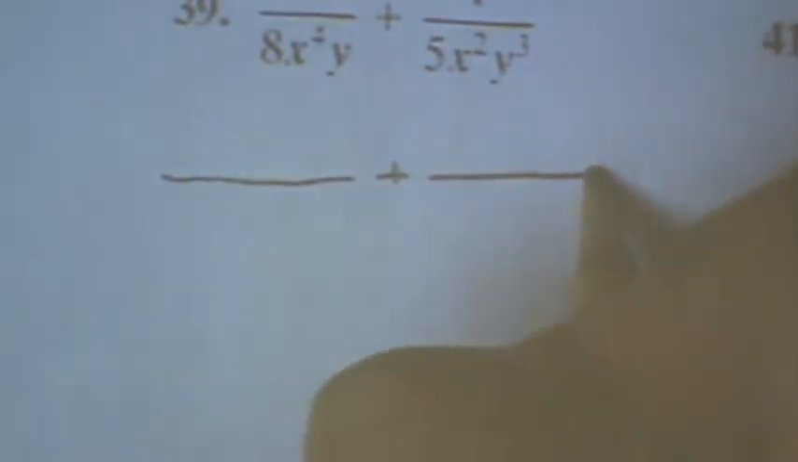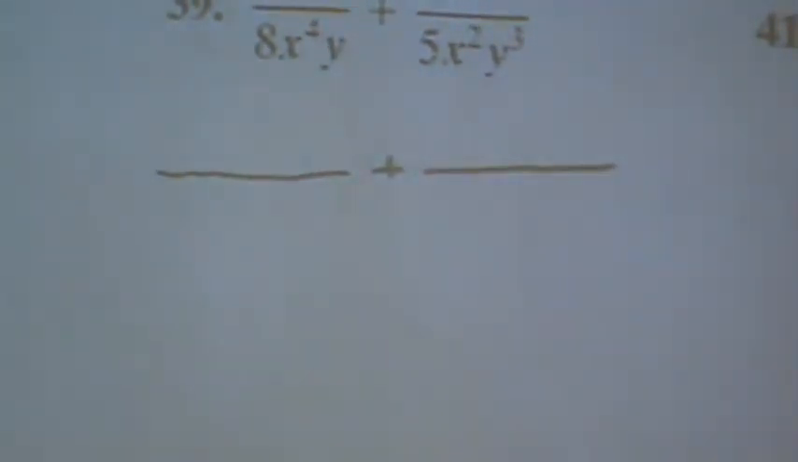Ooh, this one's a little bit more rigorous than the previous one. But let's see if you can accept the challenge. Anyone think they know what the common denominator is? 40x to the fourth and y to the third. Good job. You got it.